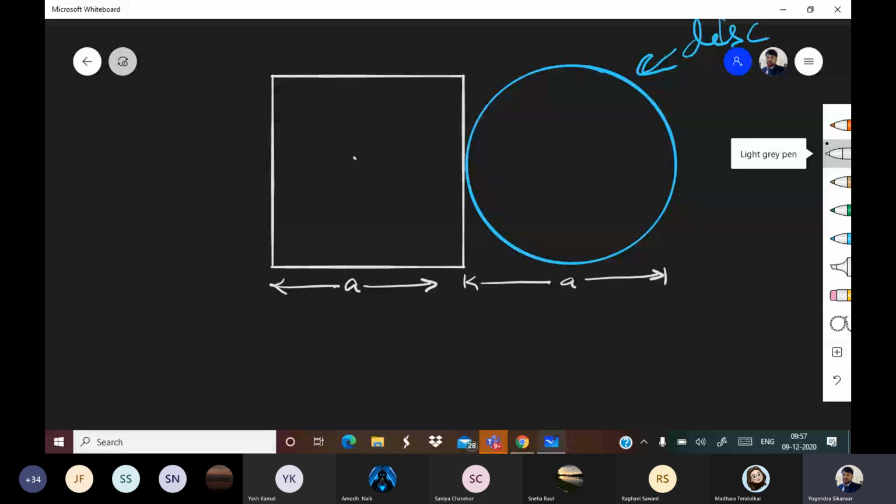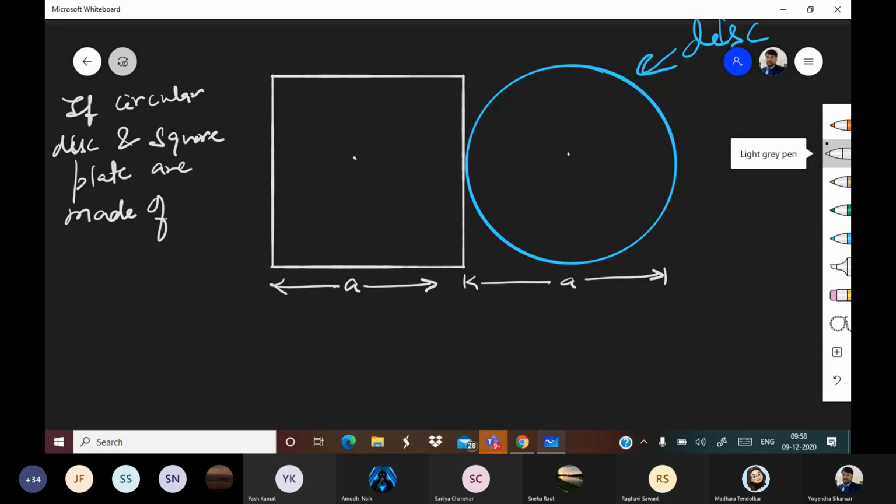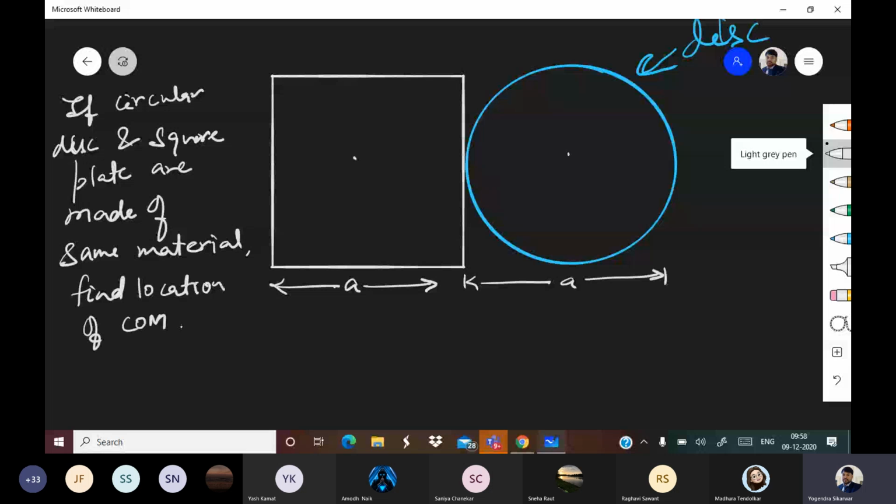All right. So the question says where the center of mass of this system will be. They both are made up of the same material. If the circular disc and square plate are made of the same material, that means the material is the same, find the location of the center of mass of the system.